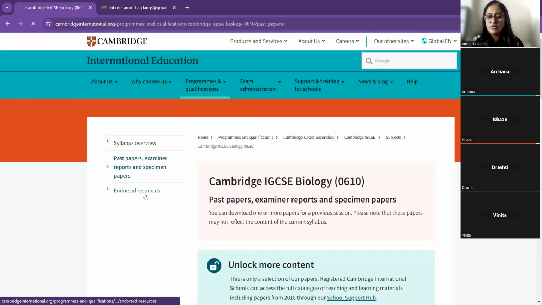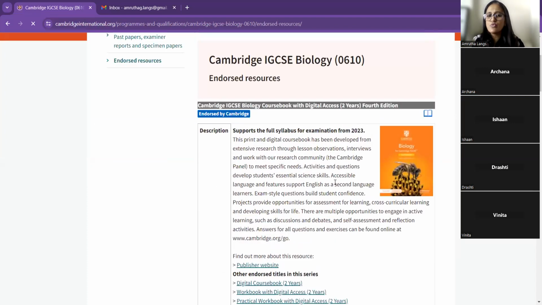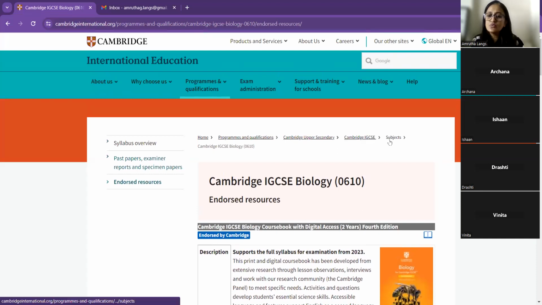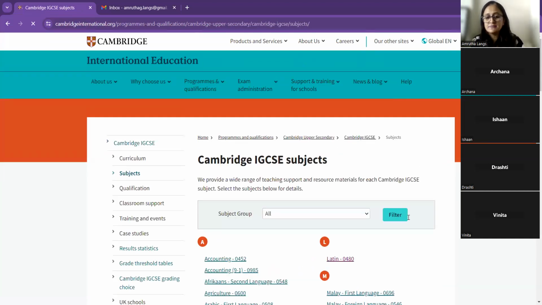You go to endorsed resources, and you exactly know which books you will need to study. They have given here 2023, but if you want to give the exam in 2026, then they have not yet uploaded the endorsed resources. Then probably that's in the making. They will maybe upload it this year. But they always give you 2 years to study. Why? That brings us to the most important question.